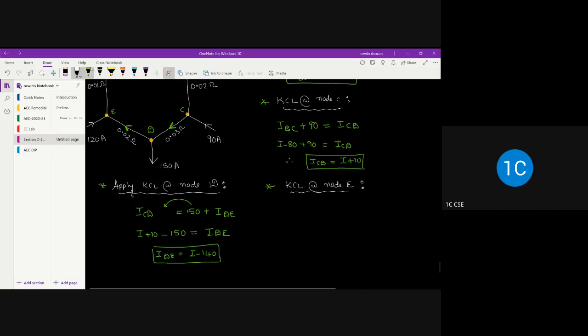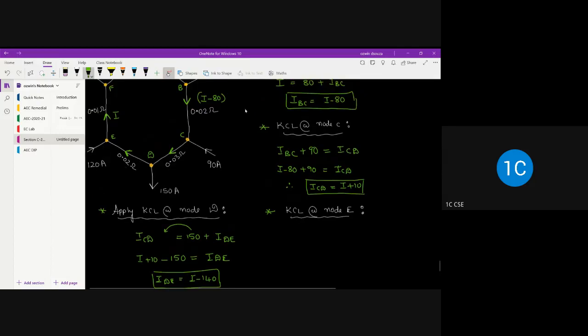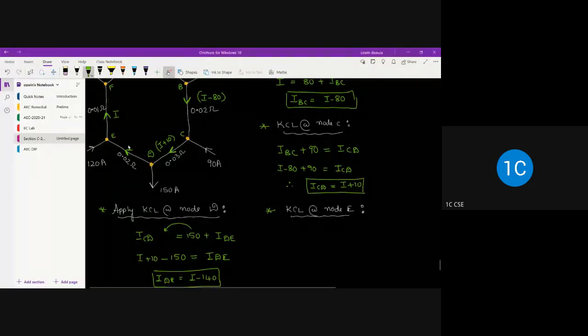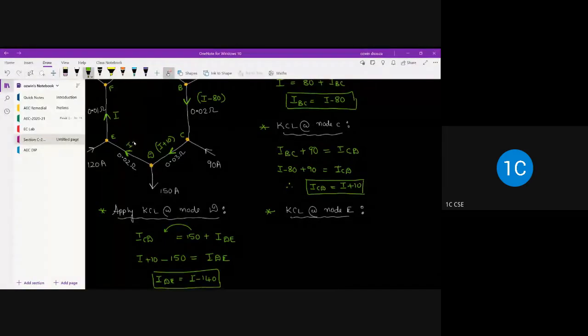Okay. And over here also, let us say this current is flowing. Okay, we will mark this current. ICD, how much did we get? I plus 10, right? Let me write I plus 10 here. Similarly, IDE, how much did we get? I minus 140, right? I minus 140, let us write.